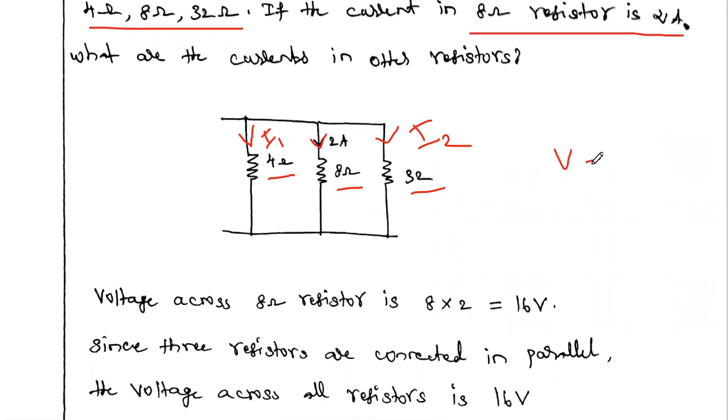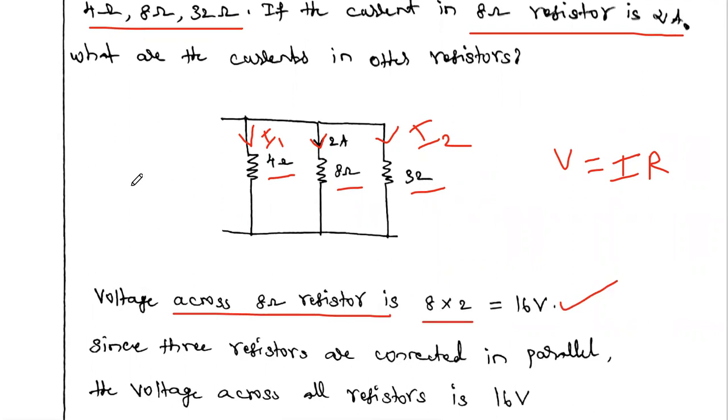So what is the voltage? According to Ohm's law, the voltage is nothing but the product of current and resistance. So the current flowing through the 8 ohm is 2 amps. The resistance value is 8 ohms. So what is the voltage across this particular resistor? The voltage across the 8 ohm resistor is 8 into 2. It is 16 volt.